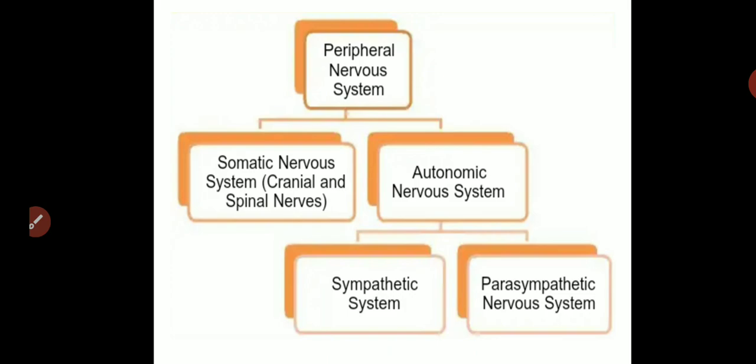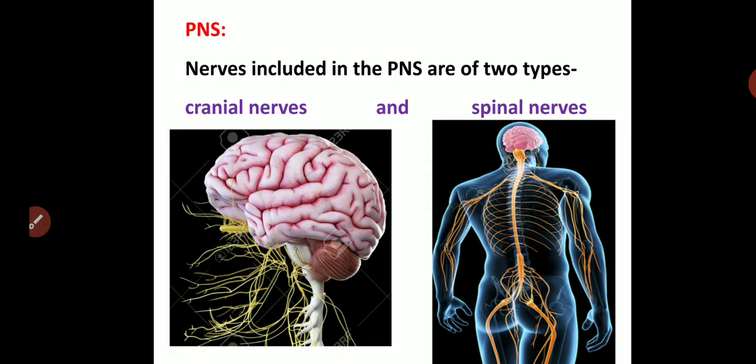This peripheral nervous system is divided into two parts, the somatic nervous system and the autonomic nervous system. The somatic nervous system consists of the cranial and the spinal nerves, whereas the autonomic nervous system is again divided into sympathetic and parasympathetic nervous system. Now let us see it one by one.